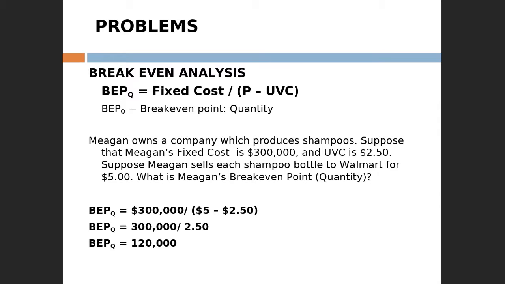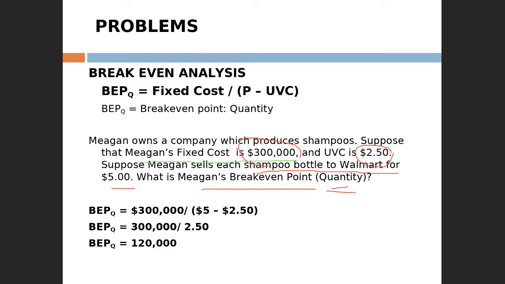Megan owns a company which produces shampoos. Okay. Suppose that Megan's fixed cost is $300,000 and UVC, that is unit variable cost, is $2.50. Suppose Megan sells each shampoo bottle to Walmart for $5. What is Megan's break-even point in terms of quantity? That is, how many bottles of shampoo Megan has to sell to Walmart to not make any losses? Forget profit. To not make any losses, to break even.